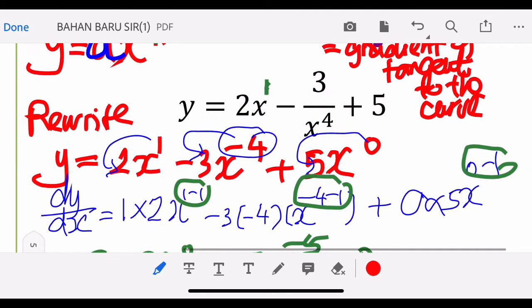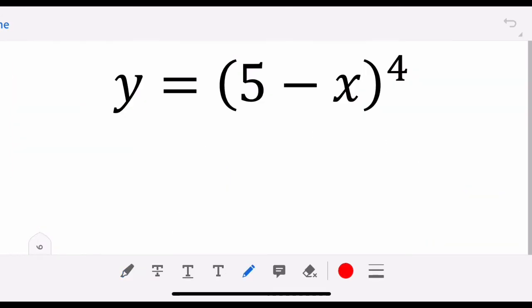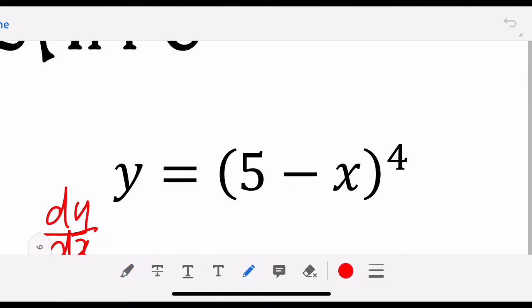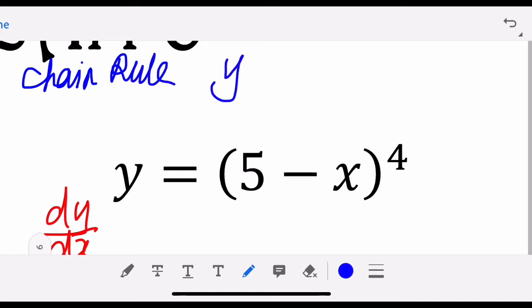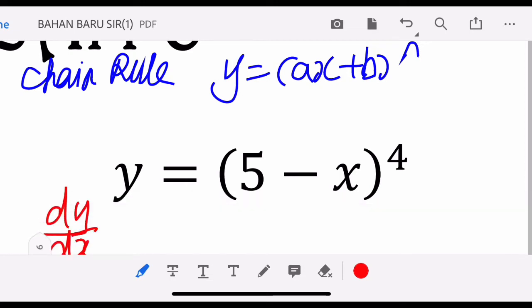So now I will discuss another type of function, which we call the chain rule. We use the chain rule when you see the power is quite high, so more than 2. If 2, you still can expand, or maybe less than 0, okay? So normally we use the chain rule when you see the bracket and the power. Alright, so how to use the chain rule is actually quite easy.